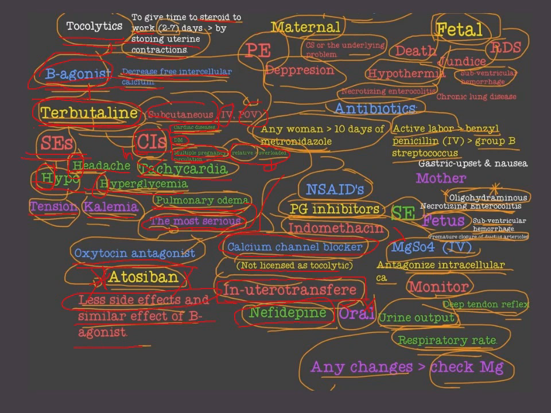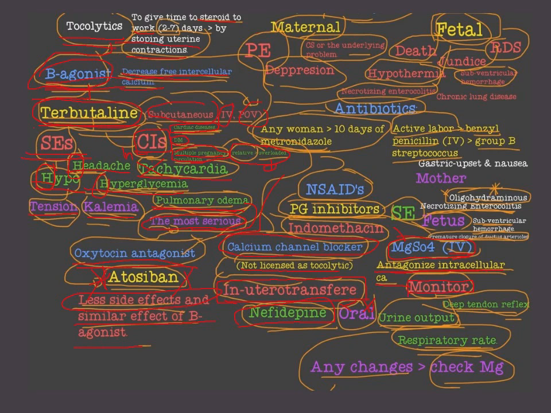The fourth one is magnesium sulfate, MgSO4, given IV. If you remember, MgSO4 is given in eclampsia to prevent the happening of eclamptic fit. So this is MgSO4, and it is also used as a tocolytic by antagonizing intracellular calcium. Beta-agonists decrease free intracellular calcium; MgSO4 antagonizes intracellular calcium.